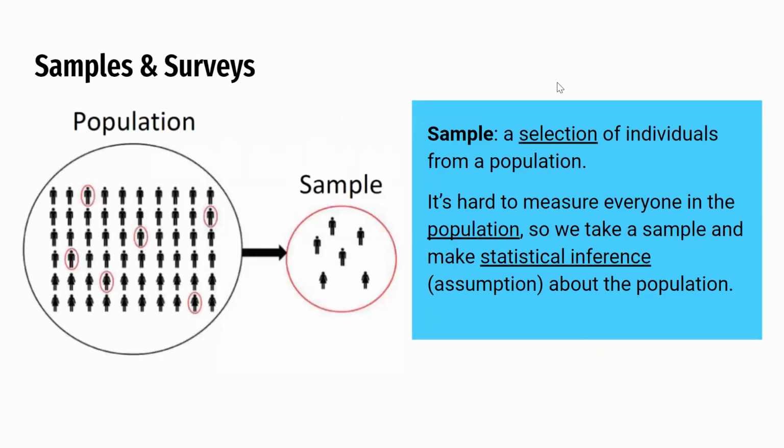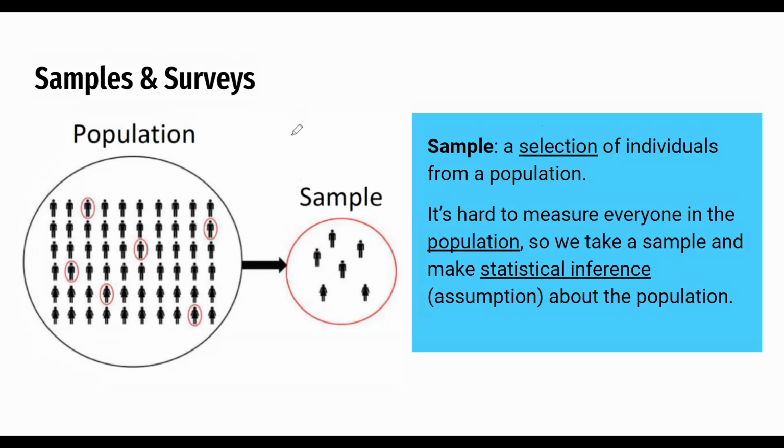So we started off by looking at samples and surveys. You guys made an assumption about what you think a sample and survey was based on this image. And I'm here to tell you that a sample is a selection of individuals from a population. On the left of the screen, we have a population of a bunch of different people, depending on what the population is, right? We've got this population on the left, and we wanted to find out some information. So we sent out a survey and got a few people to answer it from the population.